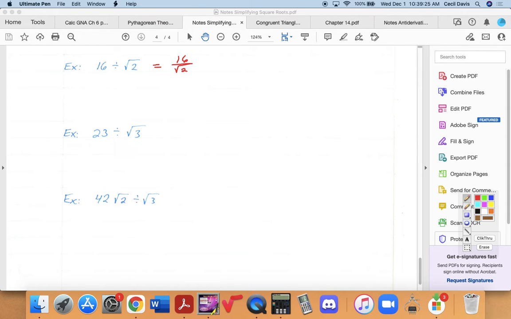2 square root of 16? No. But it's not a bad idea, if you multiply by something. Okay, just hang on for a second. All right, so can I divide the 2 into the 16?